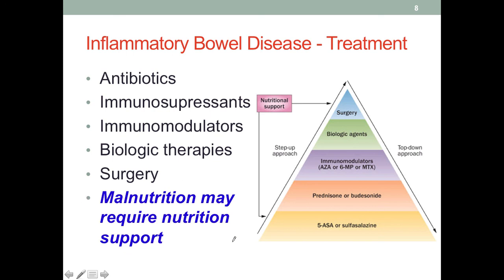So here we see the treatment pyramid for treating IBD, and we notice that as the cases get more severe, we're going to use the step-up approach, and also note that nutritional support is provided along this entire continuum here.